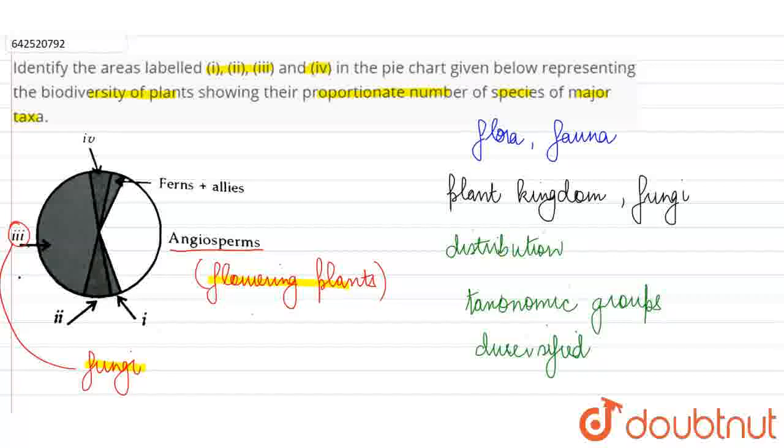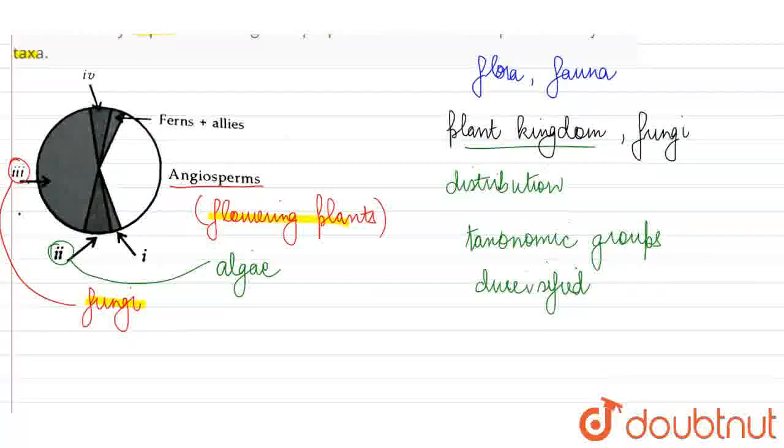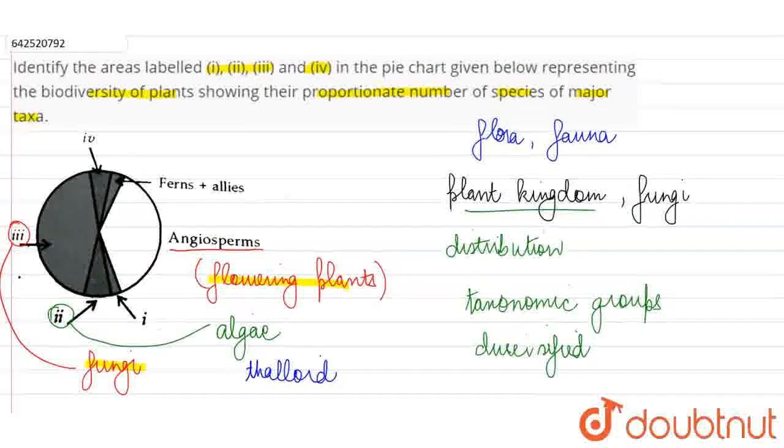After that, after the fungi and the angiosperms, we have the part which has been labeled number 2, and this is going to stand for our algae. Now algae also come under our plant kingdom, but they are the lower plants, we can say. They are the thalloid plants. They don't have any well developed root, shoot or leaves, so they don't have a well differentiated body. They don't have the vascular tissues. But again, we have green, red, brown, many different groups of algae, so it is also a big, diversified group.